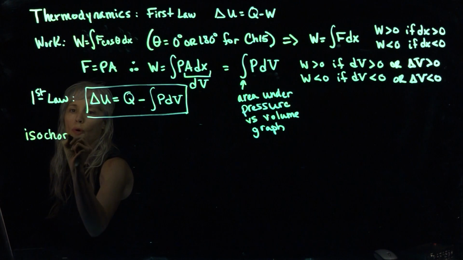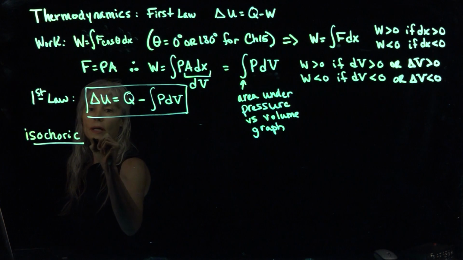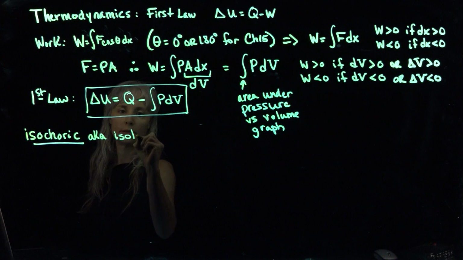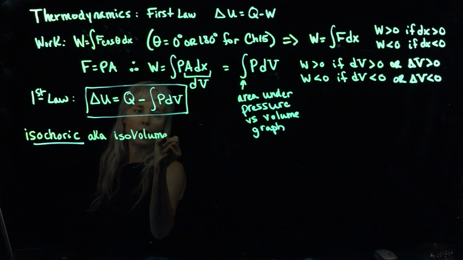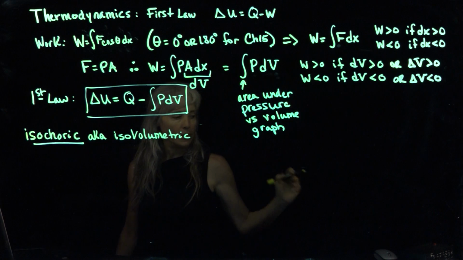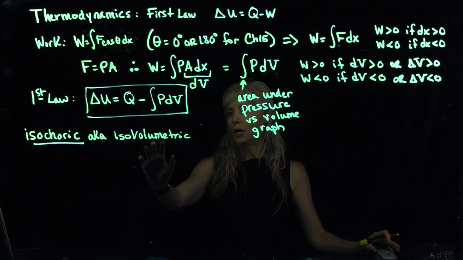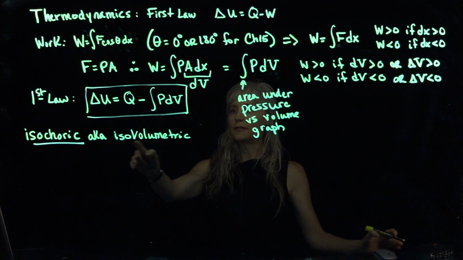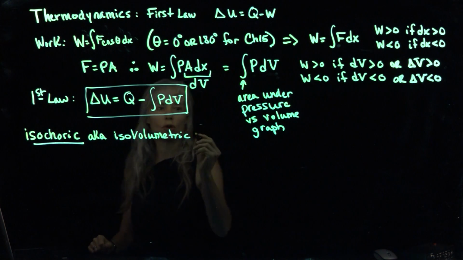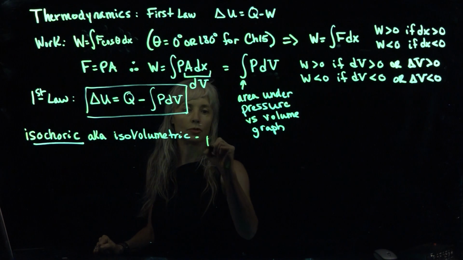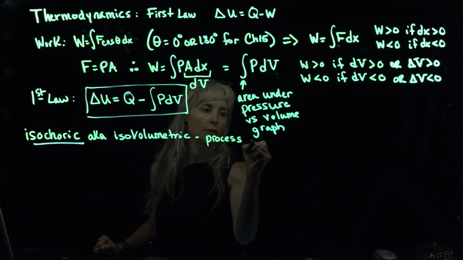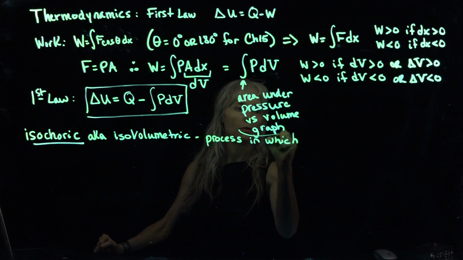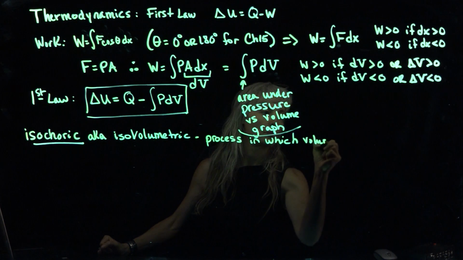One is called isochoric. And isochoric is also known as isovolumetric. Isovolumetric is much more lending itself to telling you what it is. This means stay at the same volume. So this is constant volume. So this is a process in which volume remains constant.